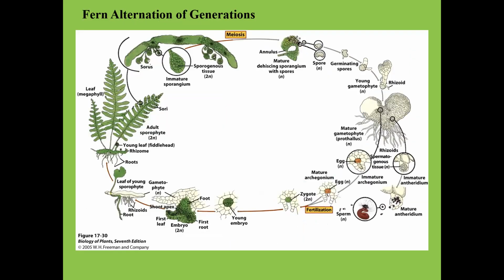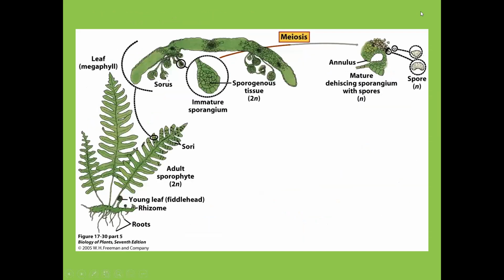So in a way, we've already gone through fern alternation of generations in that second lecture, when we were first talking about alternation of generations in general, because we used ferns as that example plant. So I'll go through this quickly because it has a lot of the same players we're used to dealing with, right? On the left here, you see the adult sporophyte plant.